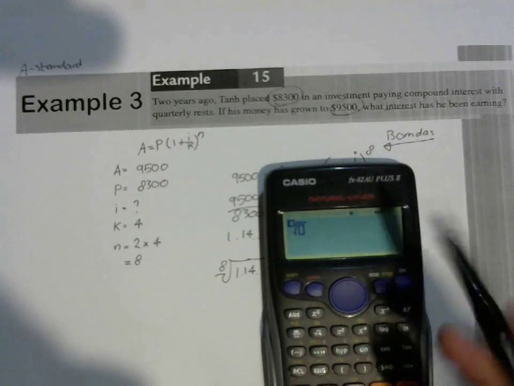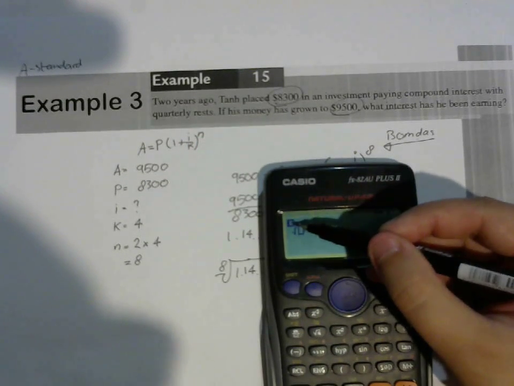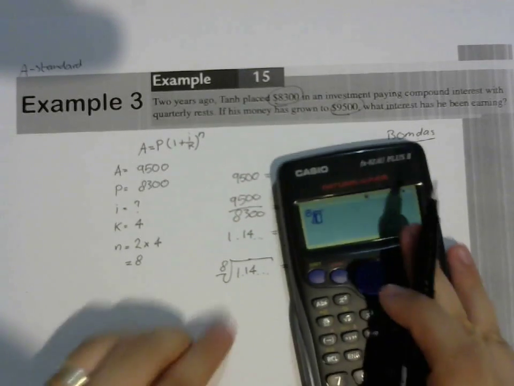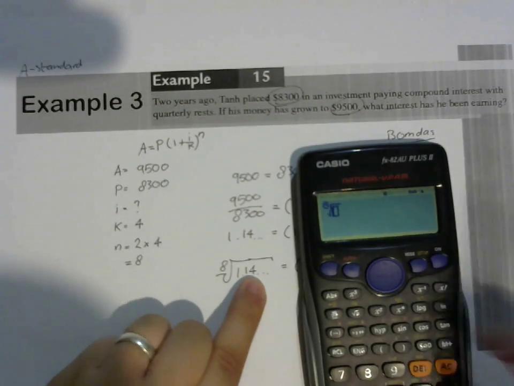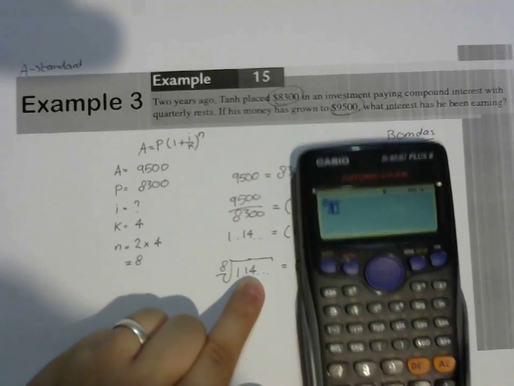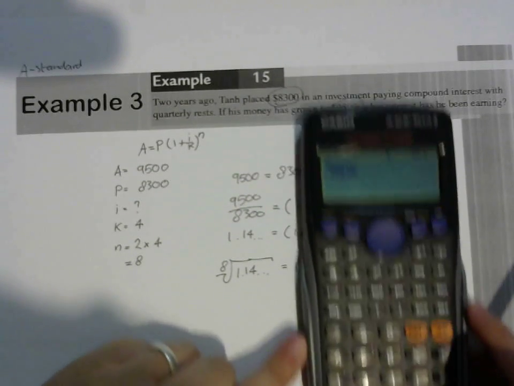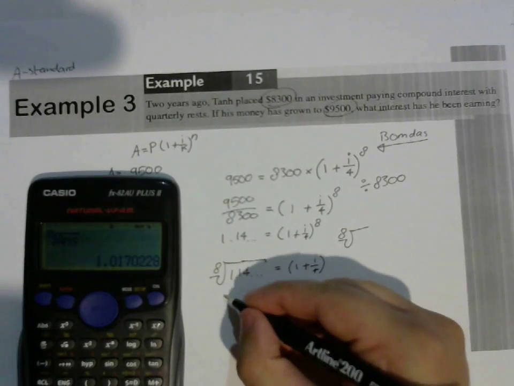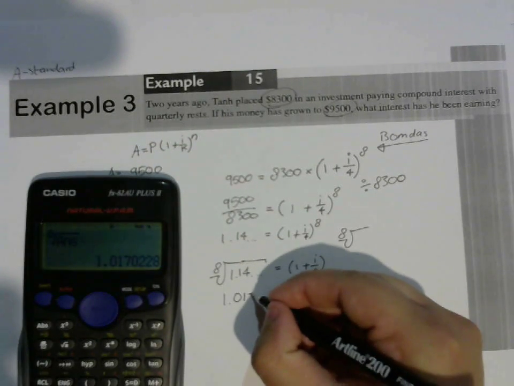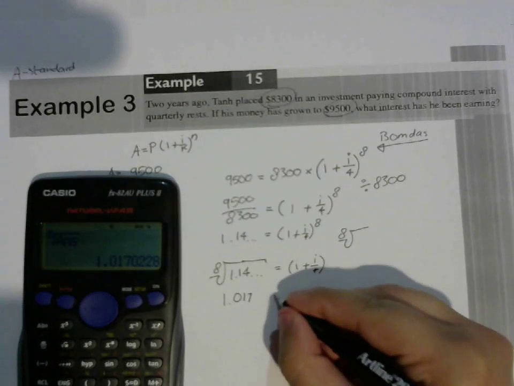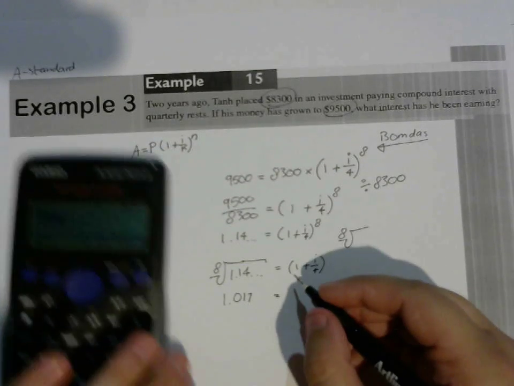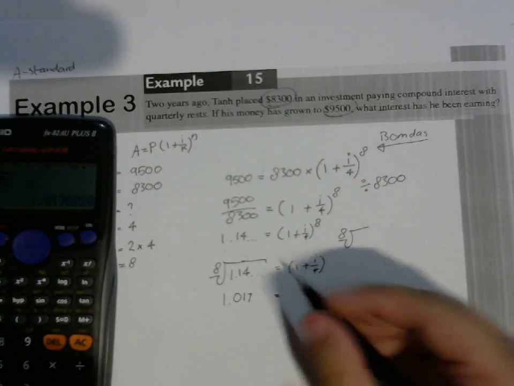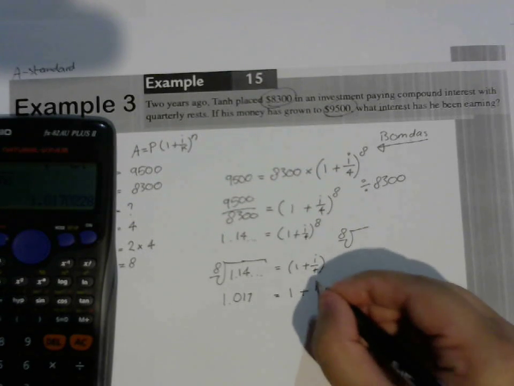So for the 8th root, this first square should be 8, and then inside is our 1.14..., which is our previous answer. So I'm going to click answer on my calculator to use that number, equals, and that equals 1.017, and I'll leave it there. On this side we have nothing except for the brackets, so we can get rid of the brackets now and just write 1 plus I over 4.